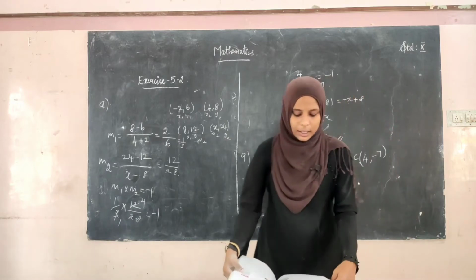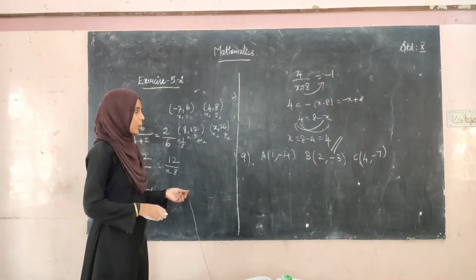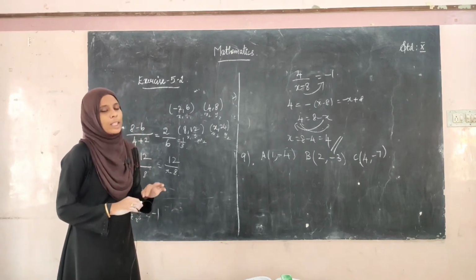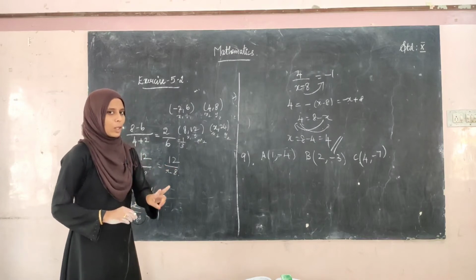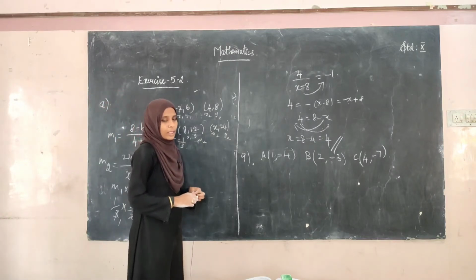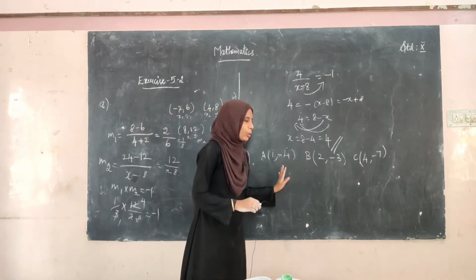Okay, so these are the points given. What we have to do is prove that the given points make a right angle triangle. In a right angle triangle, any two of its sides will be perpendicular, that is, they make an angle of 90 degrees, right? So what we are going to do is find the slopes of the sides.